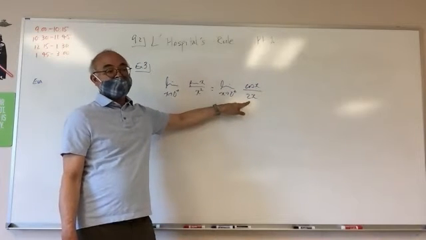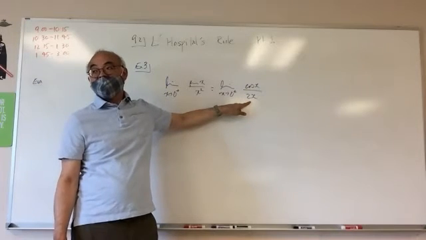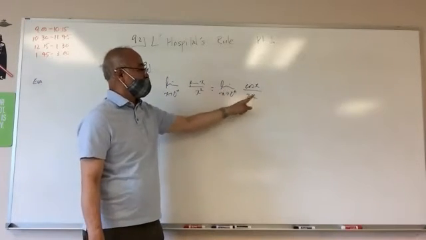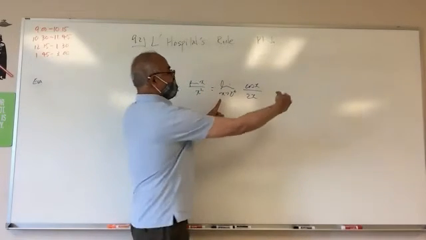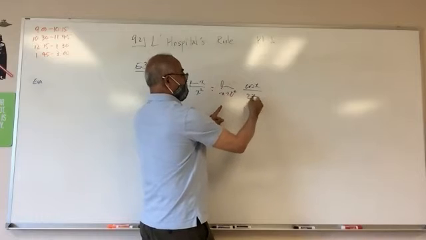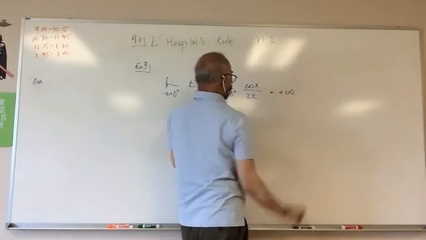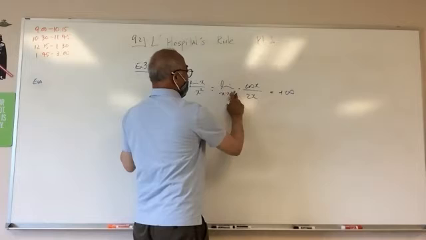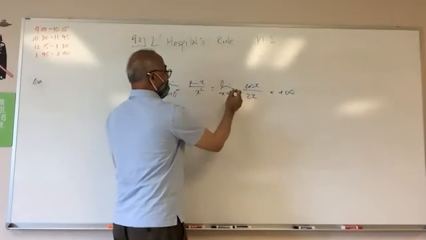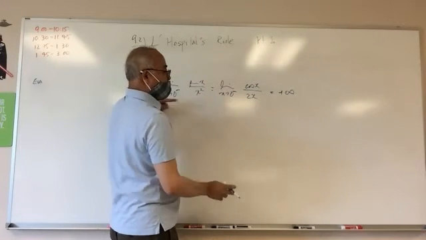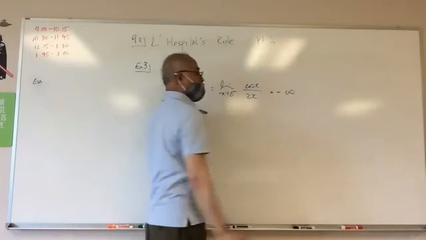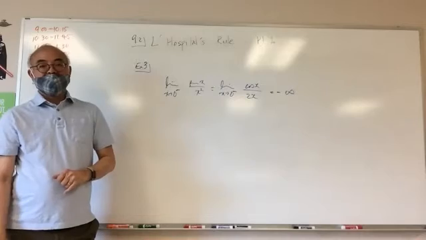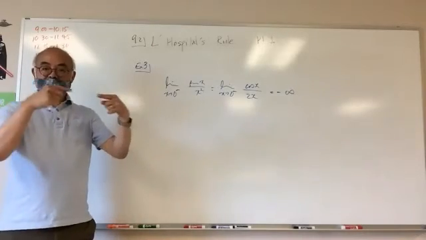I get 1 over 0, which basically is infinity, because the top is 1 but the bottom goes really, really small. I'm coming from the positive side, which means this is going to be positive, so I get positive infinity. If I went to the negative side, everything would stay the same, but x is negative, so this becomes negative infinity. Can you see that? You're pushing the 0 from different sides.